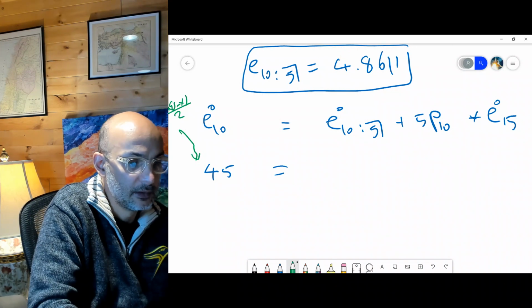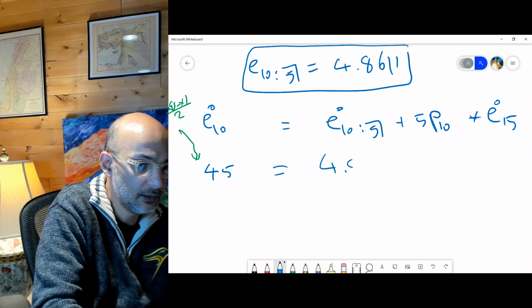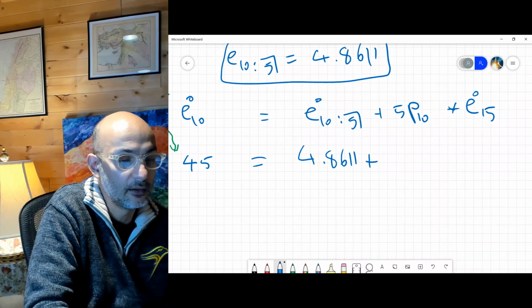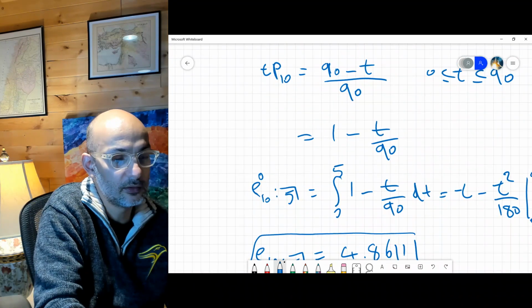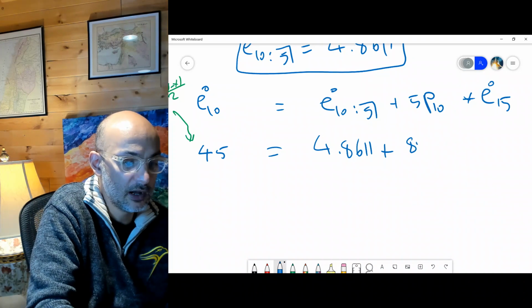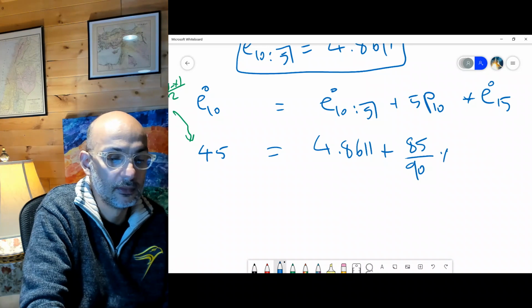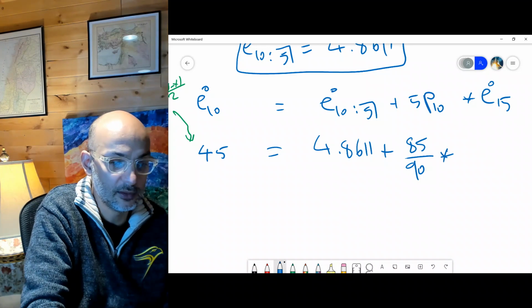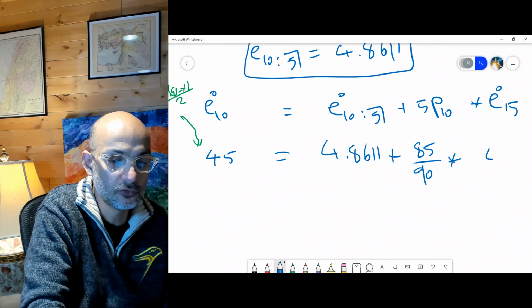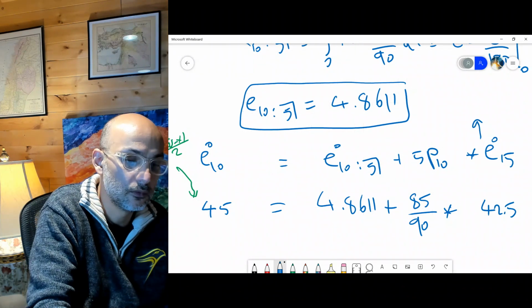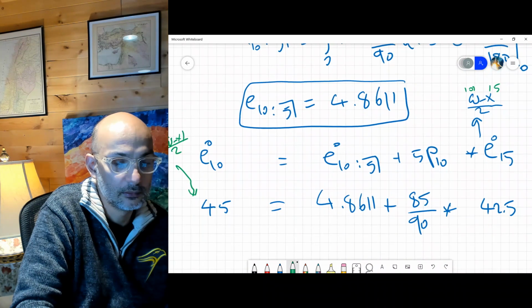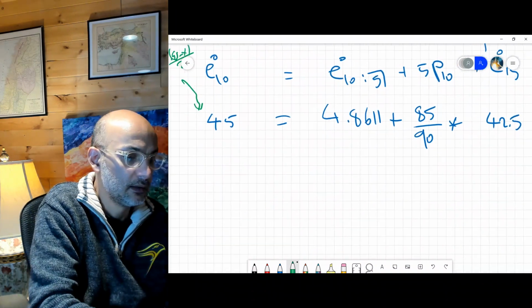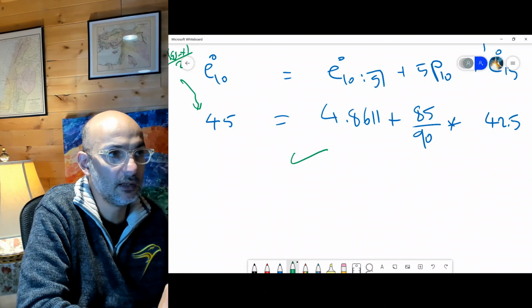Now let's look at this one. This one we already calculated to be 4.8611. For 5p10, t p x for 10 we already have it here. It's 85 over 90 using the formula. Now e15: omega minus x, it will be 85 divided by 2, which is 42.5. Now x here is 15, and this is 100 for 2. Did I get it right? Verify it. If you multiply it, it should be okay.